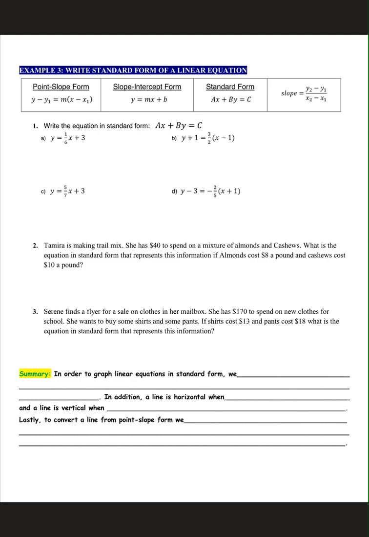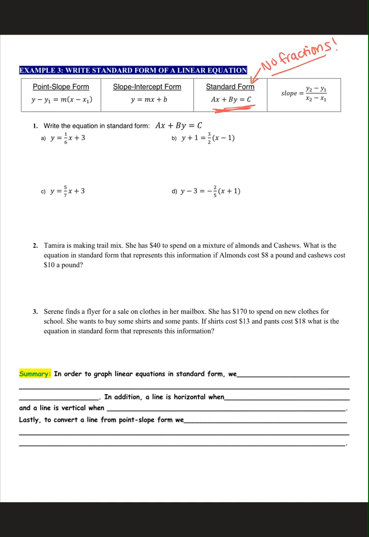Wow, these notes flew by. Okay, so this is going to be probably the hardest example of the notes. We need to write the equation in standard form, ax plus by equals c. So we've got stuff from slope-intercept form, we've got problems in point-slope form, and our goal is to get to standard form. And also remember, a and b are whole numbers, so no fractions. No fractions allowed.